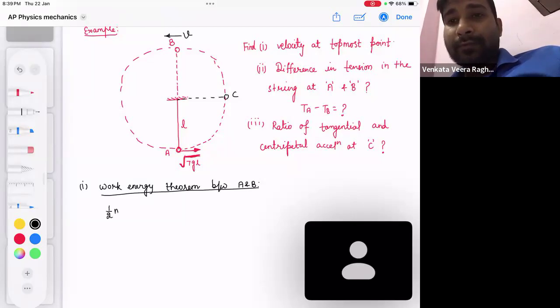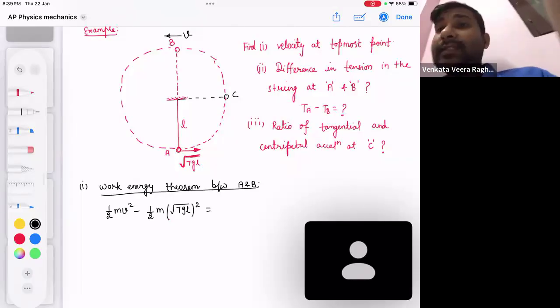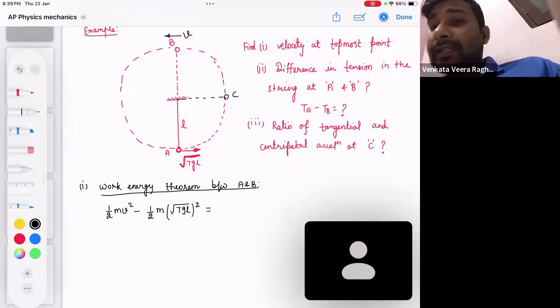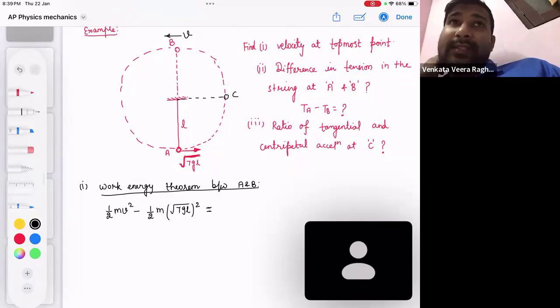So final kinetic energy will become half mv square. Initial kinetic energy will become half m (root 7gl) square. That is the change in kinetic energy of the particle when it goes from point A to point B. And in the process, work will be done. Two forces are acting on the particle, tension and gravity. These are the only two forces acting on the particle, isn't it?